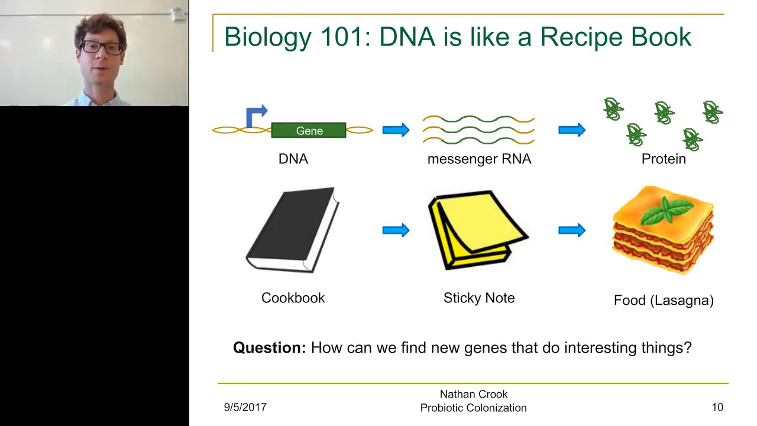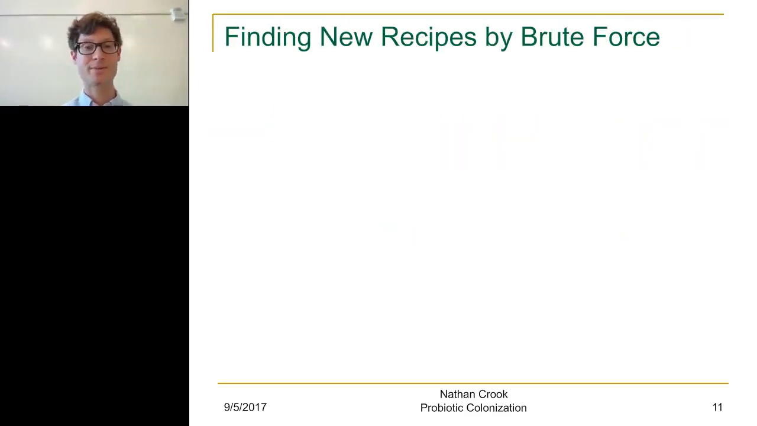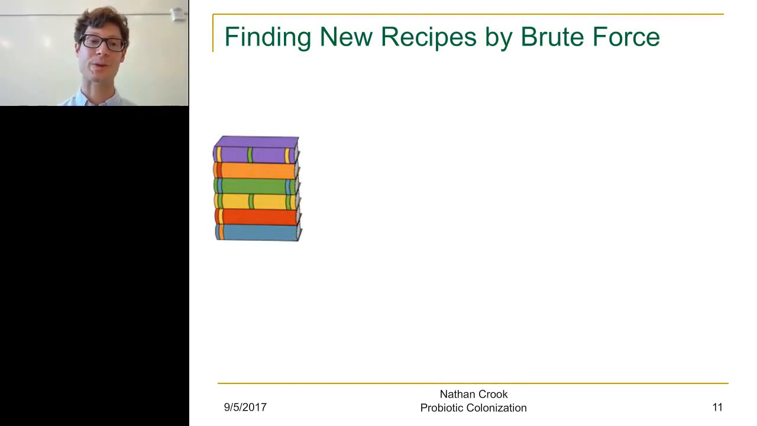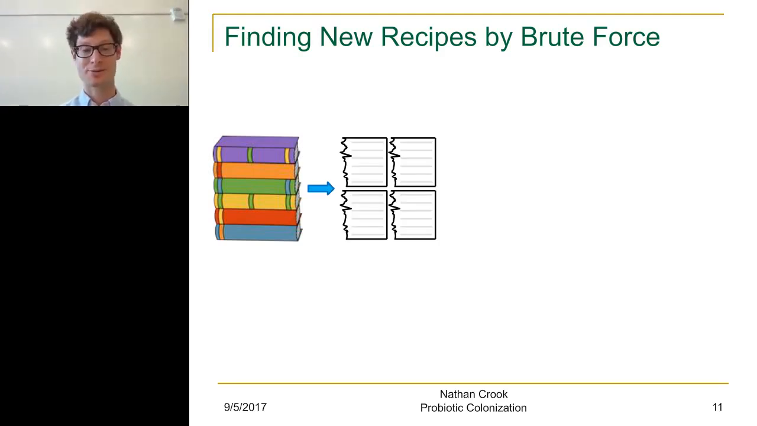So the question that we had to answer for ourselves is, how can we find new genes that do interesting things? We wanted to make this as high throughput and non-biased an approach as possible. So if we continue with the analogy of finding new recipes, if we want to find a new recipe that does something that we want, how would we do it? By brute force. The way we would potentially do it is take all the recipe books that we had access to and take random pages from each one. So just randomly tear pages out. We have to give these random pages to the best cook that we know, to make these into an actual dish.